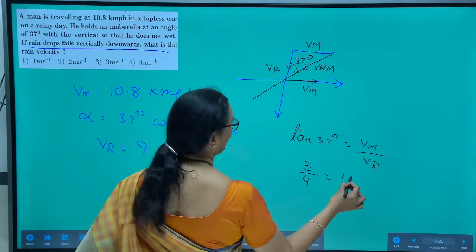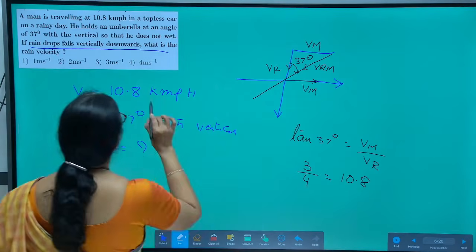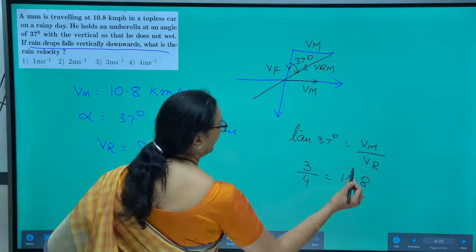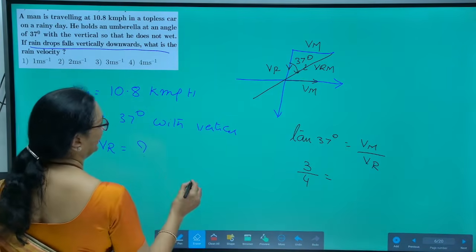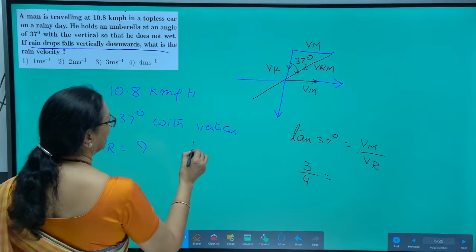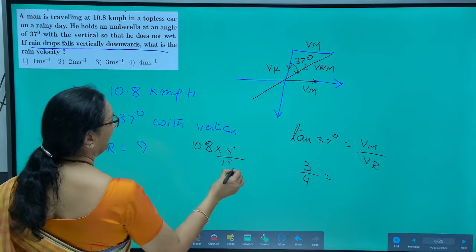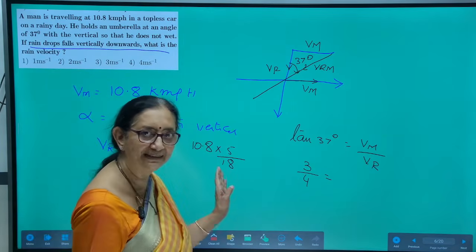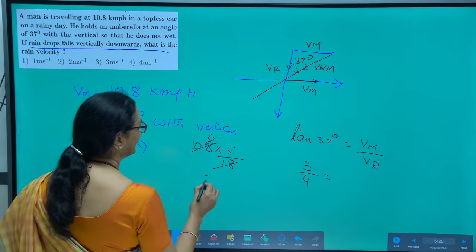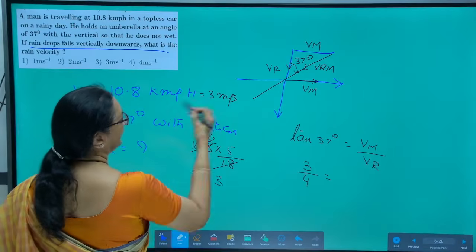Vm is given as 10.8 kmph, but here options are mentioned in meters per second. So, better convert that into meter per second. 10.8 kmph is to be converted into meter per second. For that we multiply that with 5 by 18. This gets cancelled, 0.6. So, it is 3 meter per second.